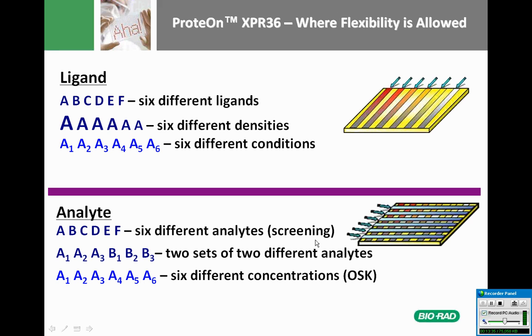And when you are ready for your analyte stage, you can inject the same analyte at different concentrations, what we call one-shot kinetics, or you can do a screening assay, injecting 6 different compounds at the same concentration to screen which compound out of those 6 binds to your ligand. Or you can also do only 2 compounds, each one at 3 concentrations, to determine their kinetic binding constants. So you have the full flexibility to design your experiment in the way that is most convenient for you.